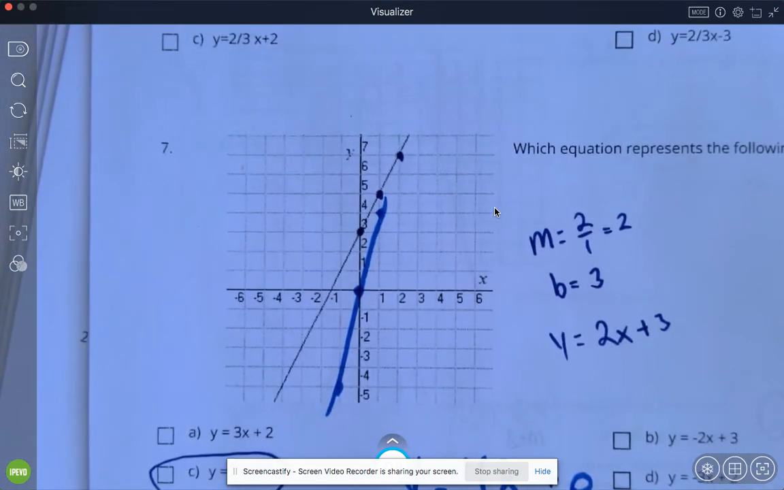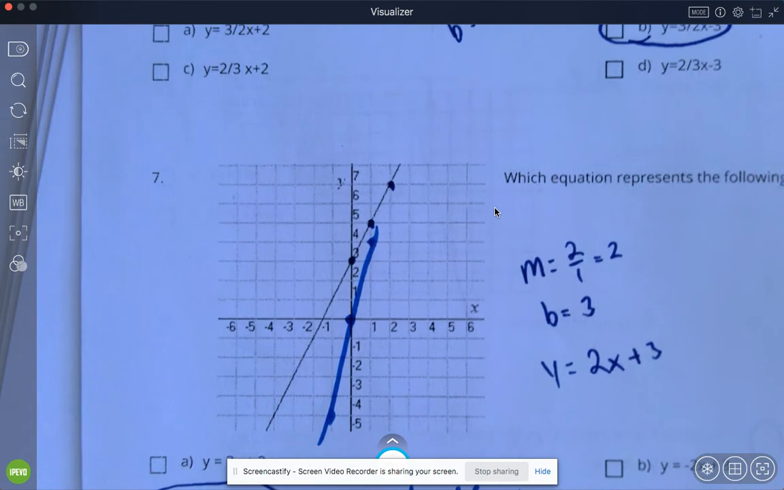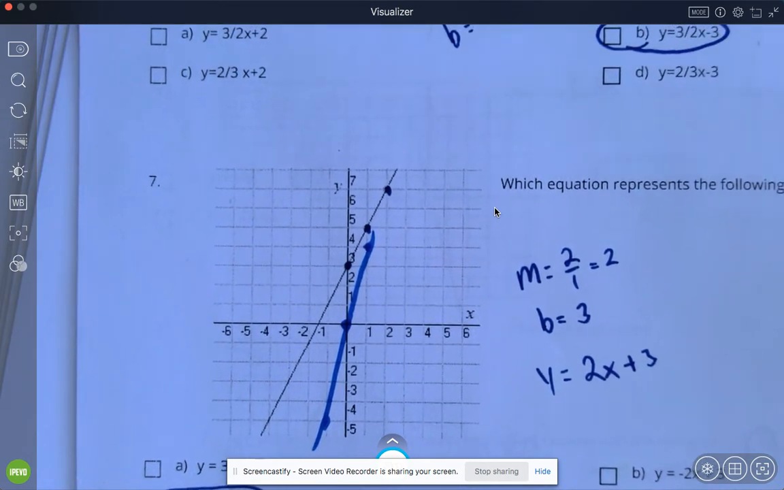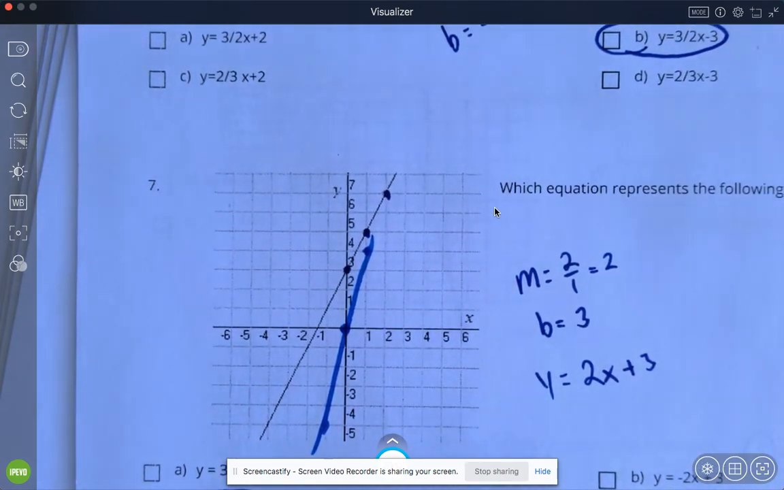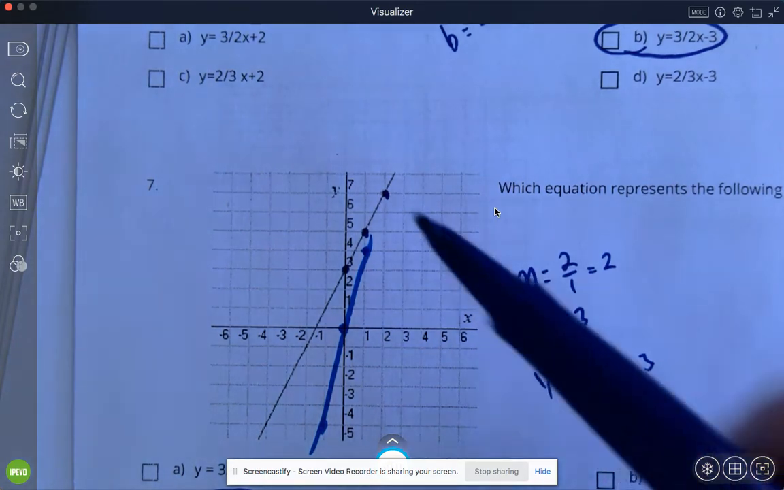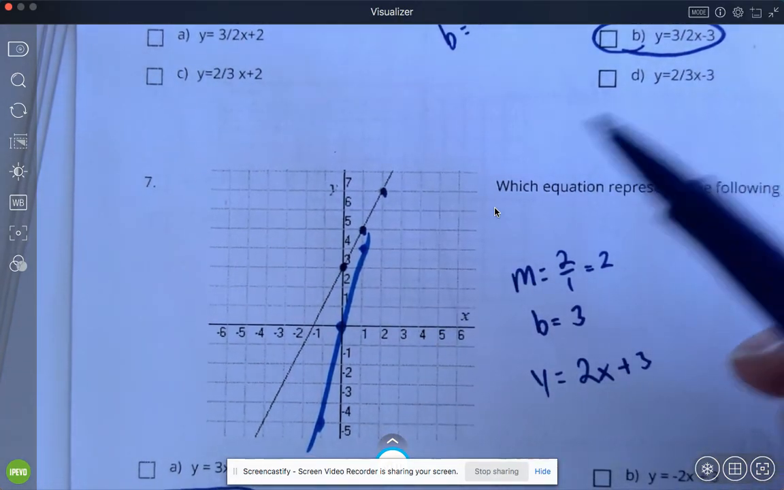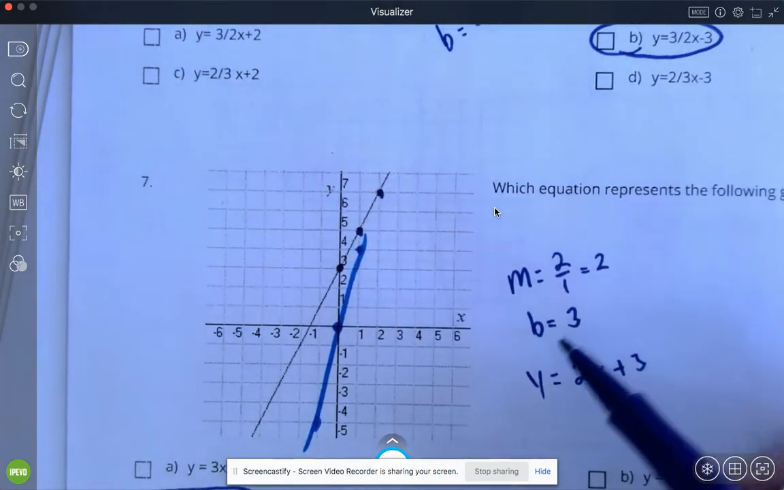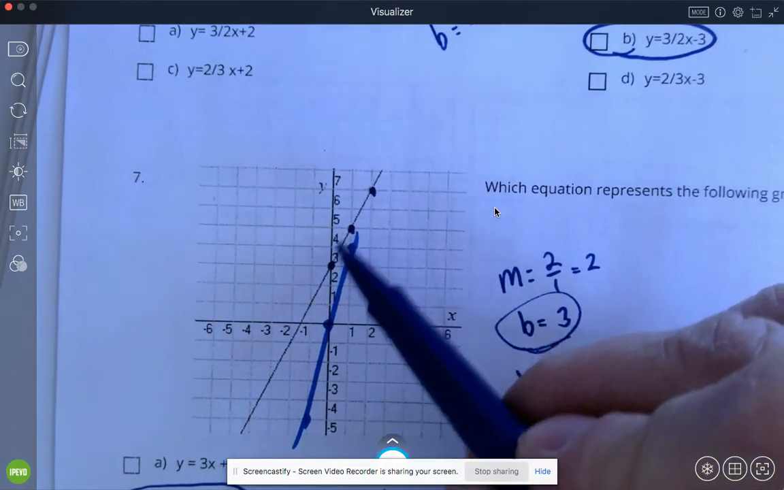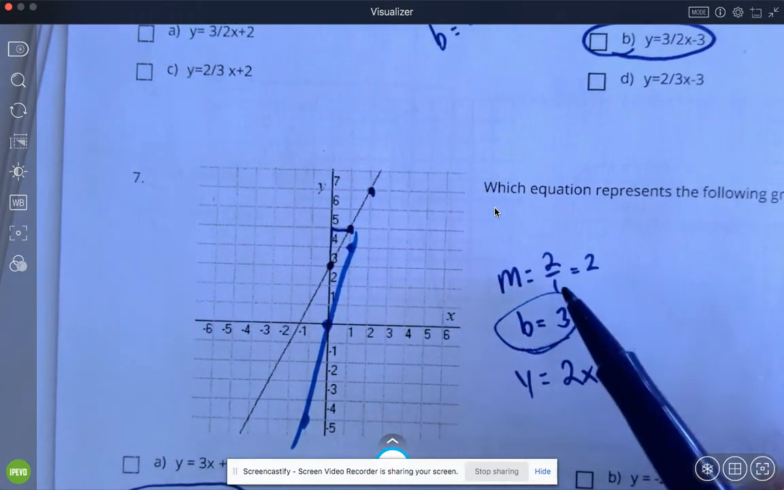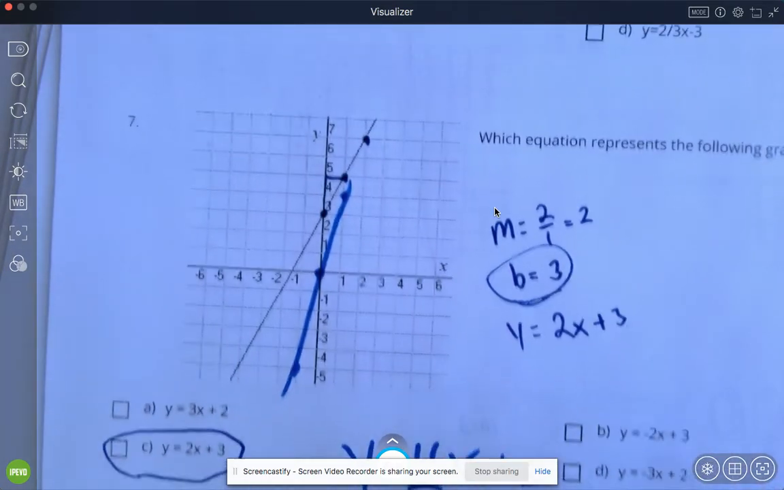Number 7. Which equation represents the following graph? With this one, when I write the equation, I start at 3, and then the slope's up 2/1. So my equation is y equals 2x plus 3.